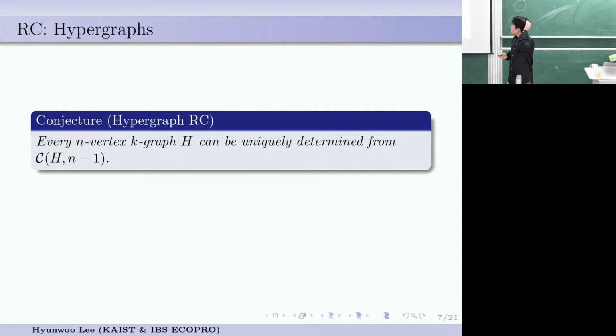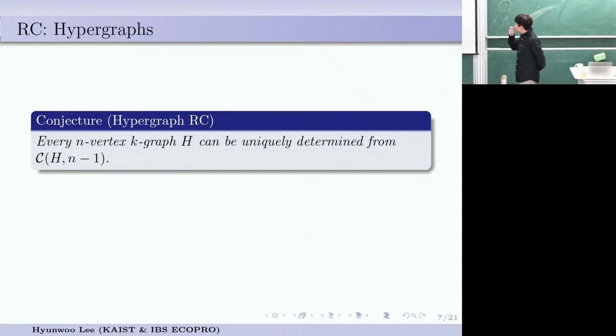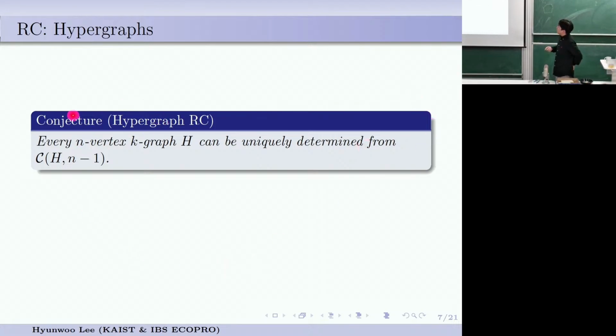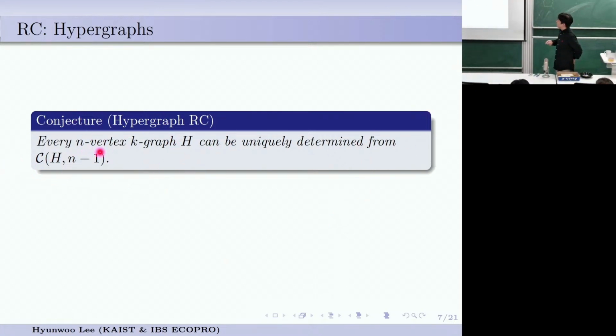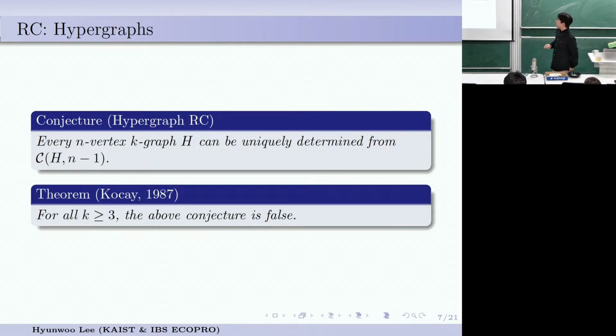Now we are going to talk about the hypergraph analog of this type of conjecture. We can ask the analogous question about hypergraphs, analogous to the reconstruction conjecture. Is it true that every n-vertex k-graph H can be uniquely determined from its complete deck of size n minus 1, where k is at least 3? But usually hypergraphs are much more difficult than graphs, so it is known that in 1972, Kocay proved that for every k at least 3, this hypergraph analog of the reconstruction conjecture is false. And this counterexample has an infinite family. So we don't have any hope for this conjecture for hypergraphs.